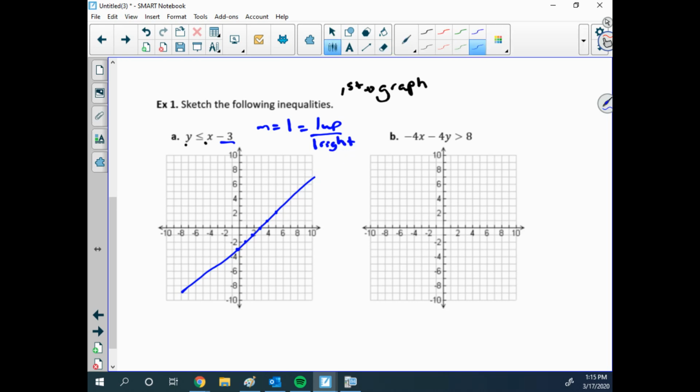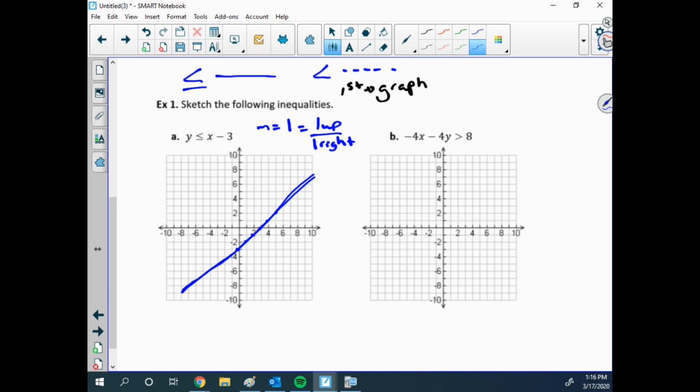One thing I should say to remember here is that what kind of inequality it is determines how our line looks. If it can equal, you're going to have a solid line. If it's an inequality that can't equal, we would represent that by a dashed line. And so that's, in this example, why I chose a solid line here.